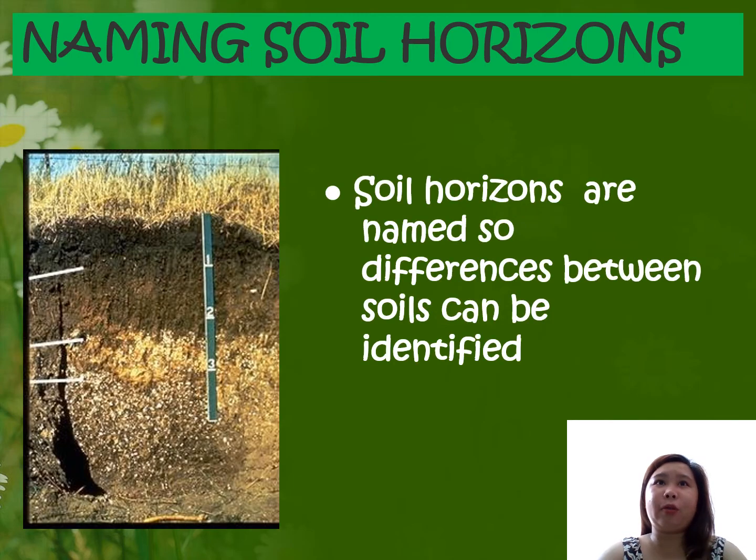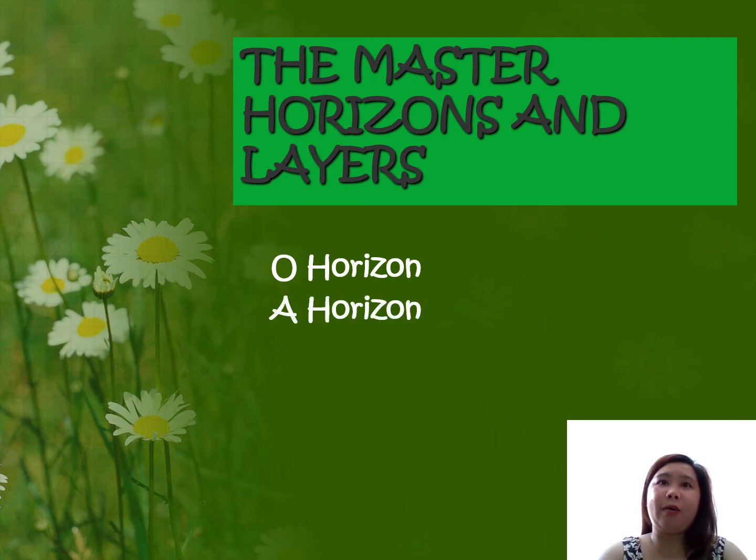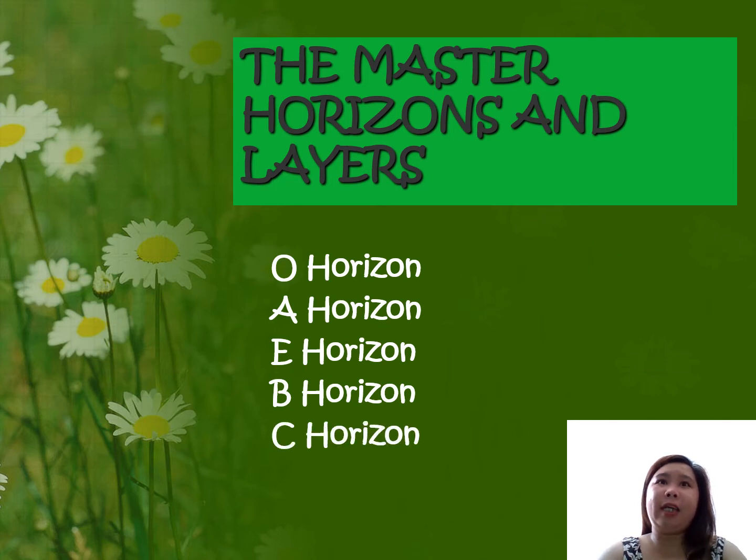Now, let us move on to the naming of the soil horizons. Soil horizons are named so differences between the soils can be identified. So these are the names of the master horizons and layers. First, we have the O horizon, A horizon, E horizon, B, C, and the R layer. So let's discuss these all one by one.